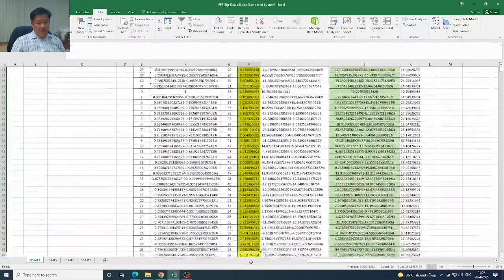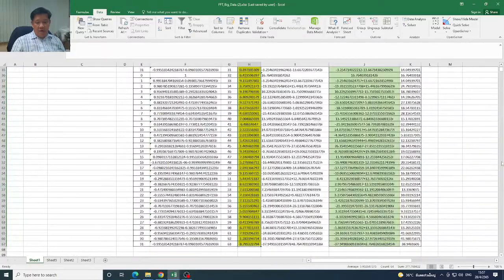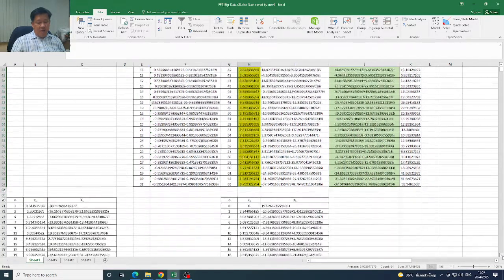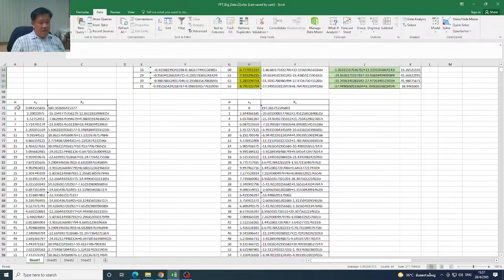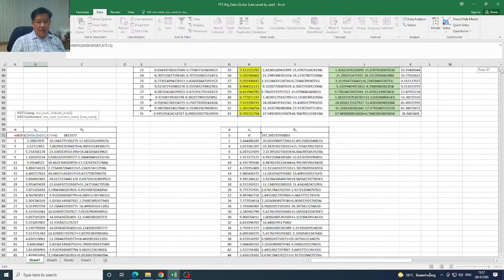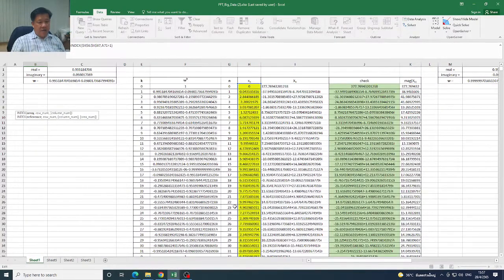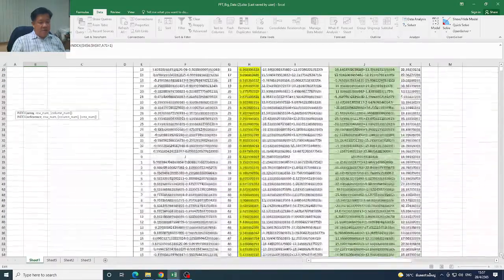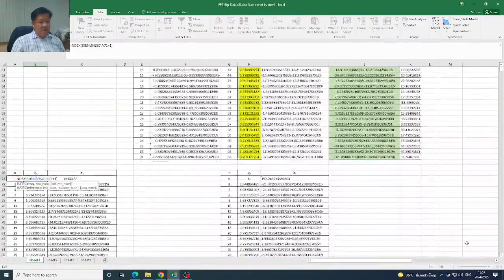We separate them into two groups according to the Radix-2 formula here. This one here, you can see that N, this is the odd order term. You use the index command, we index the range of data here and fix the address, and then the location is according to the N here.